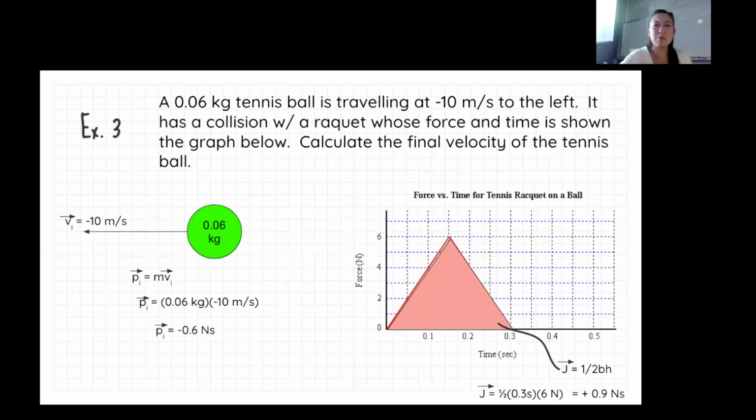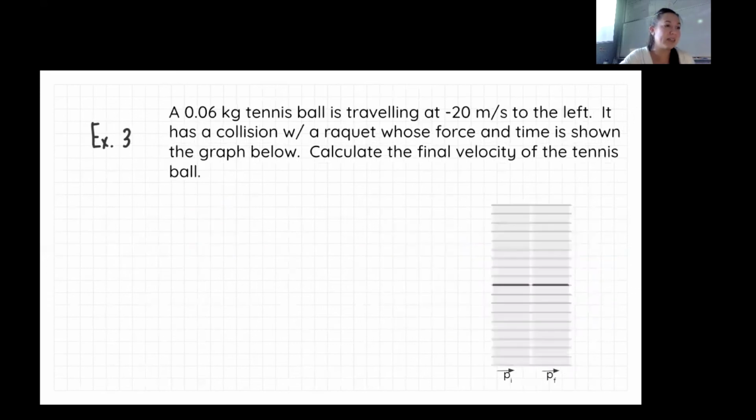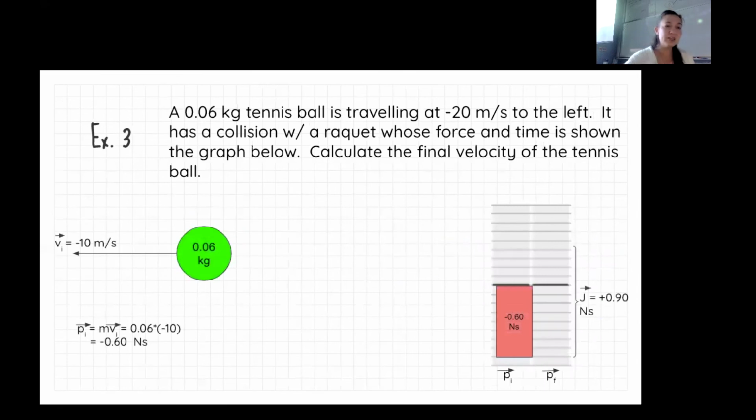So I want you to think in your head what this looks like if we were doing this little momentum bar chart. The momentum starts negative and it increases by 0.9, right? So if it increases by 0.9, where does it end up? It ends up at positive 0.3. Its momentum increased by 0.9 because of the racket. So it goes from negative 0.6 to positive 0.3. What I'm picturing in my head when I do this is the fact that our new final momentum, PF, has to be equal to the initial momentum plus the impulse that acted upon it.